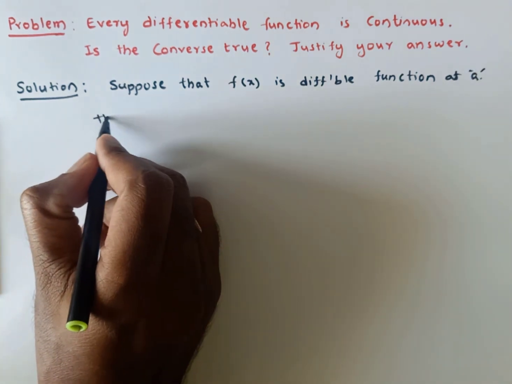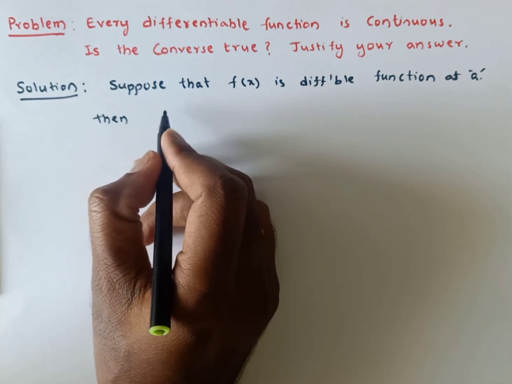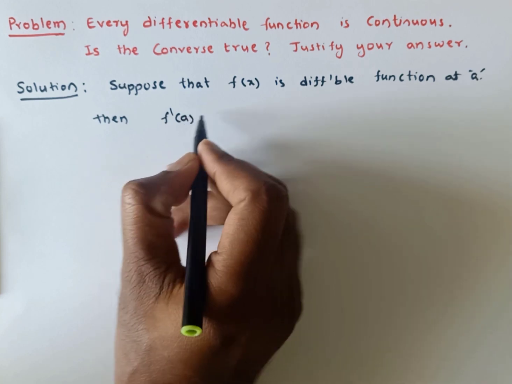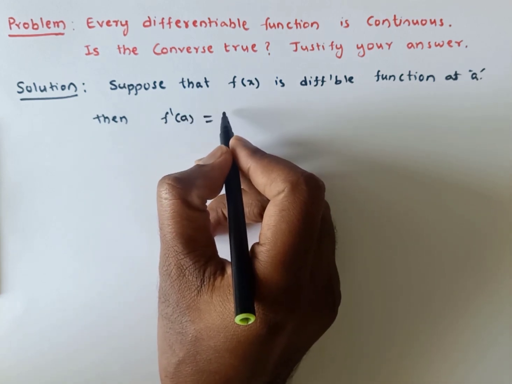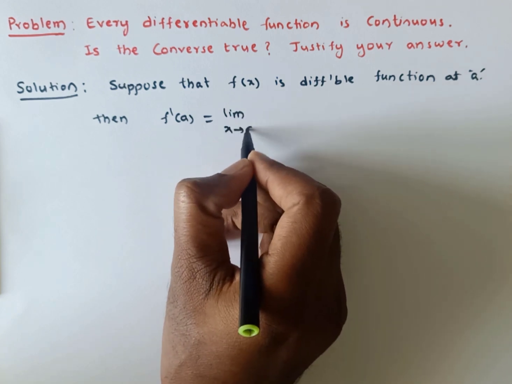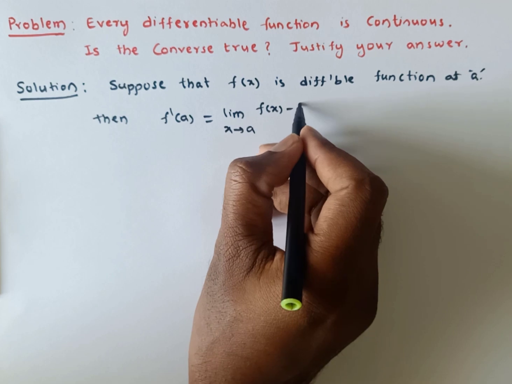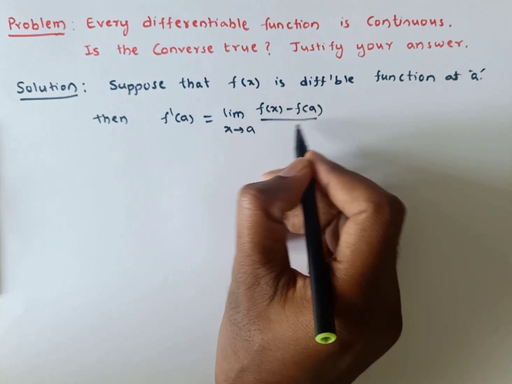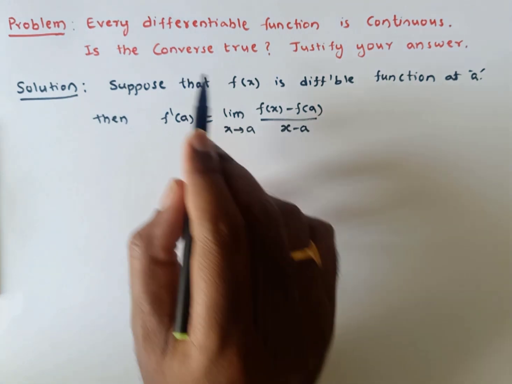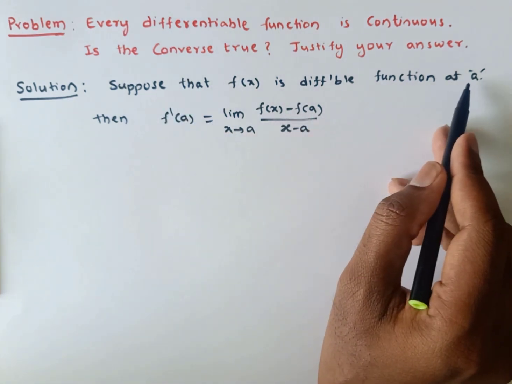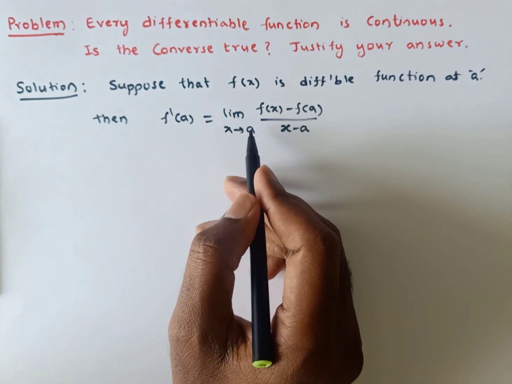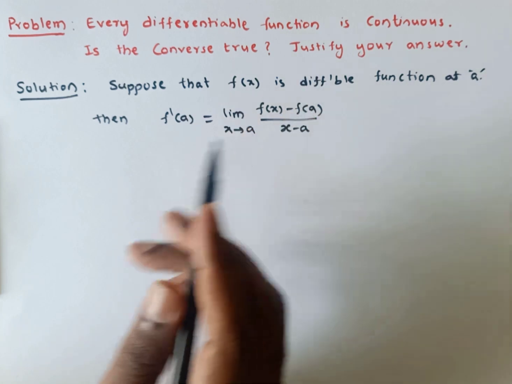Okay, so by the definition of differentiation, f is differentiable at x equal to a means f dash of a exists, and that can be written as, here I am taking an alternative definition, limit x tends to a, f of x minus f of a divided by x minus a. This is the definition of a differentiable function. So if we take a differentiable function at x equal to a, then it satisfies this condition. Now, by using this condition we have to show that f is continuous.